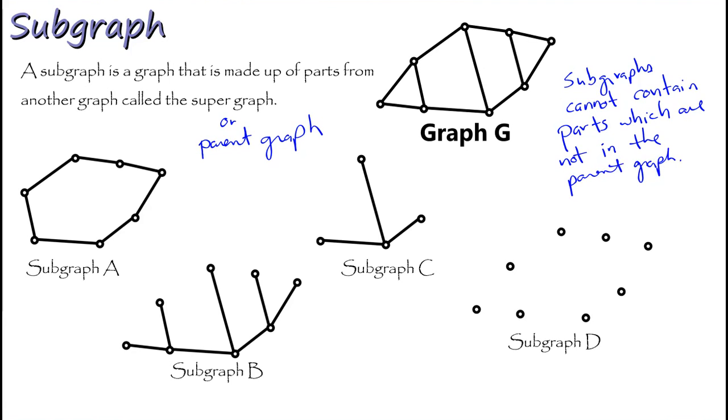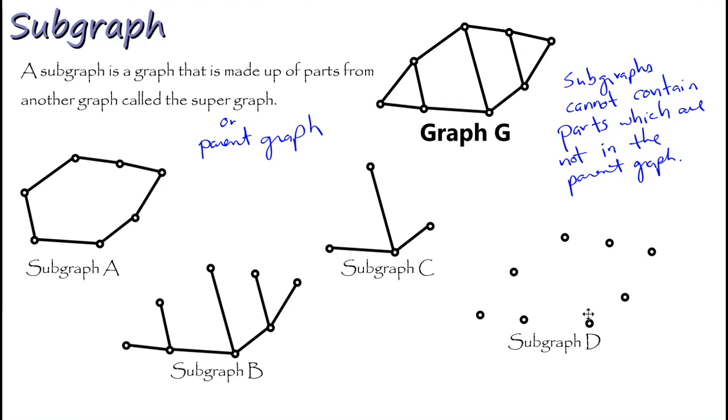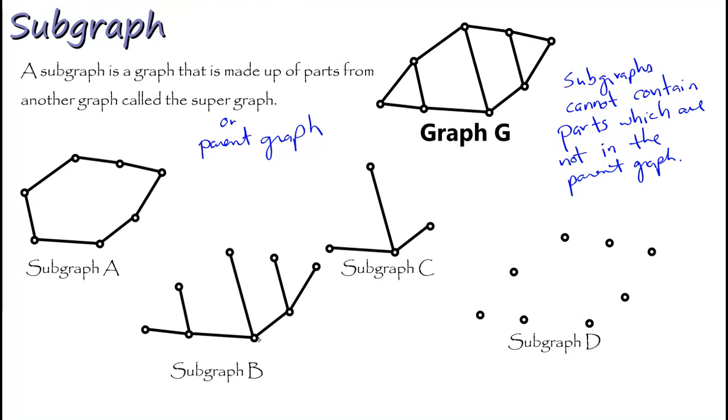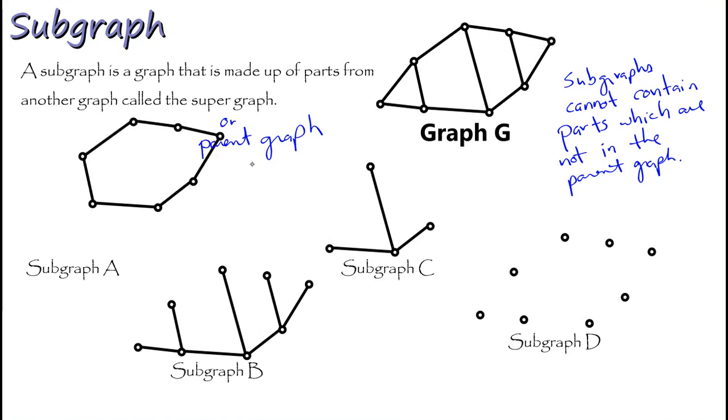So if I drag each of these over to the parent graph, we see that they line up with the parts of it. These are all examples of subgraphs. It's okay if it has no edges in it. It must have only parts that come from the parent graph.